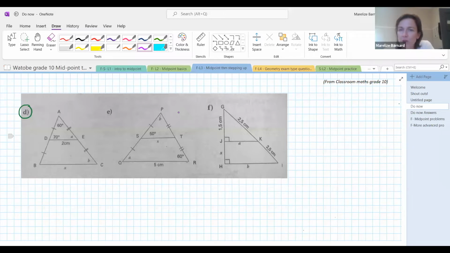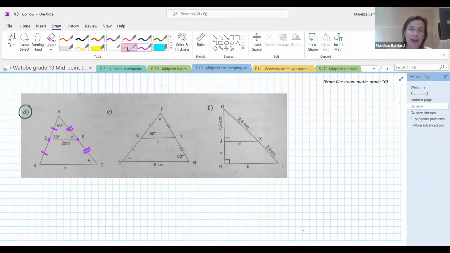Right. So we've got a few answers in the chat. So let's start. With your colored pencils or your highlighters, highlight what is given. It is given that AD is equal to DB. If you're still a bit confused, those little markers on the sides mean that those sides are equal. And then AE is equal to EC. And that would make D and E midpoints, because that's given.